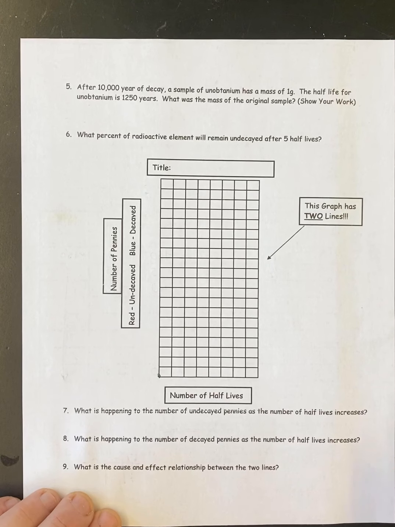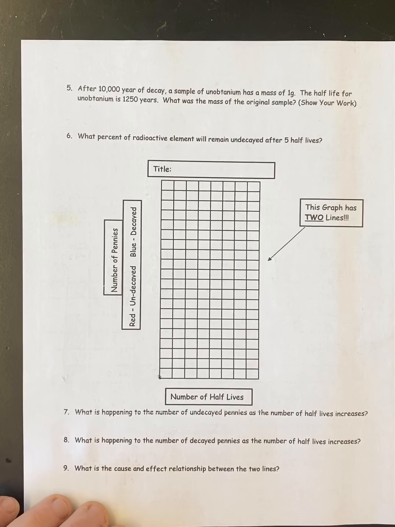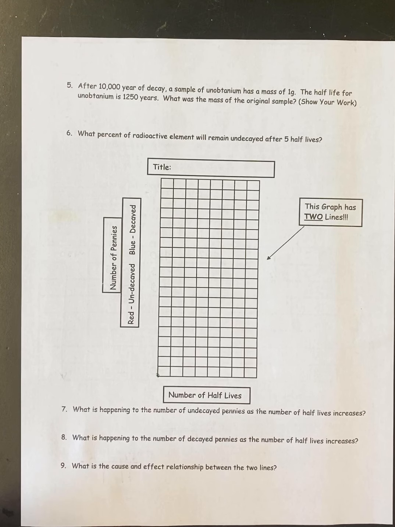For the next couple of questions, number 7, what's happening to the number of undecayed? That's right from the lab. What's happening to the number of decayed? That's from the lab. What's the cause and effect? Meaning, what's the relationship between the total number of pennies and the decayed and undecayed? You can explain that relatively easily. And that's everything you need from this lab. The data you're going to get from the photographs, which I'll post with this lab, and then you're going to fill everything out and answer the questions on your own.